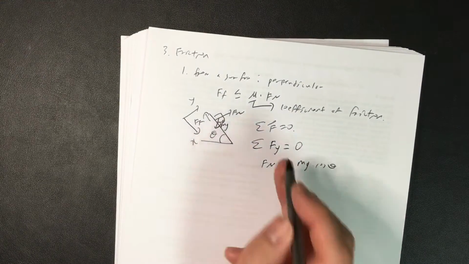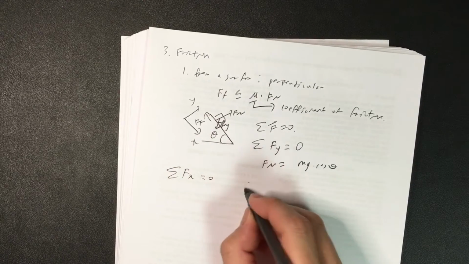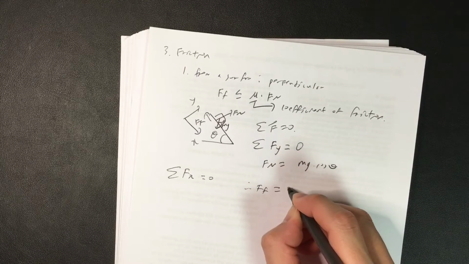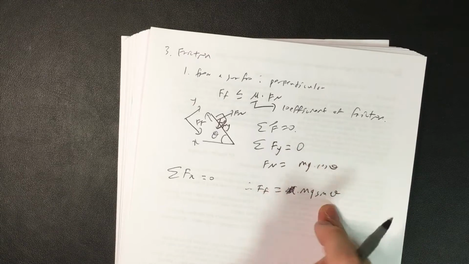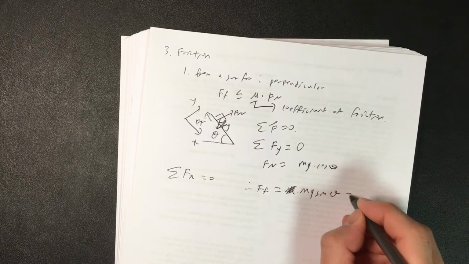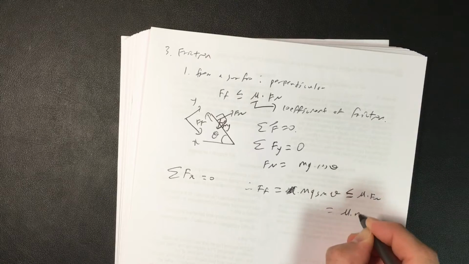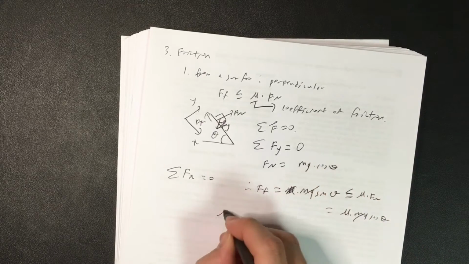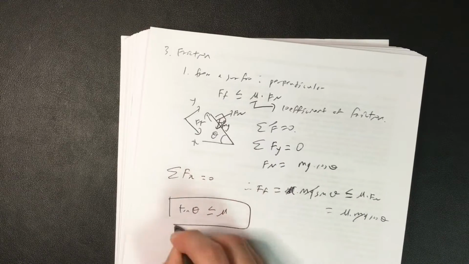Now, using the same logic, the force along the x direction must also be 0. Therefore, the force of friction must equal mg sine theta, which is the component of the weight along the x direction, and this should be equal to or less than mu times the normal force, which is mu times mg cos theta. Now solving for mu, I get that mu should be equal to or greater than tangent of theta.